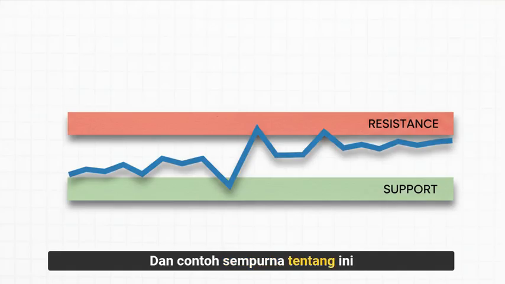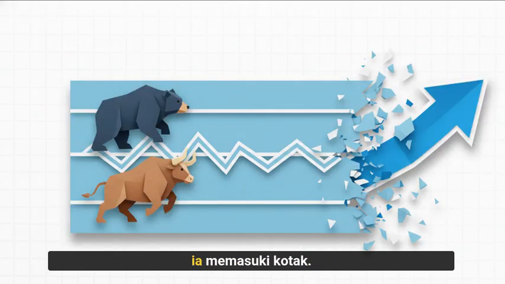And a perfect example of this is the rectangle pattern. It's exactly what it sounds like. The price just bounces back and forth between a clear support and resistance level, and whether it's bullish or bearish just depends on which way the trend was going before it entered the box.